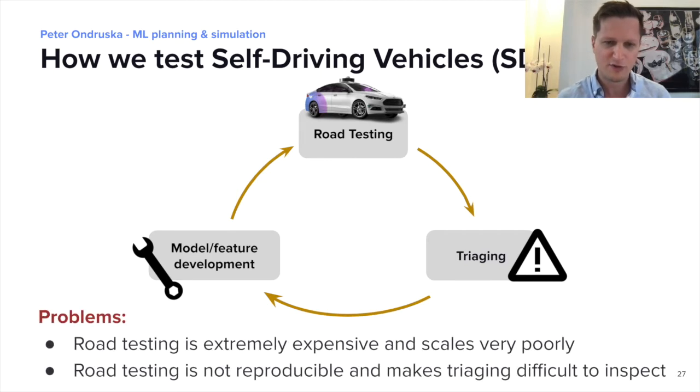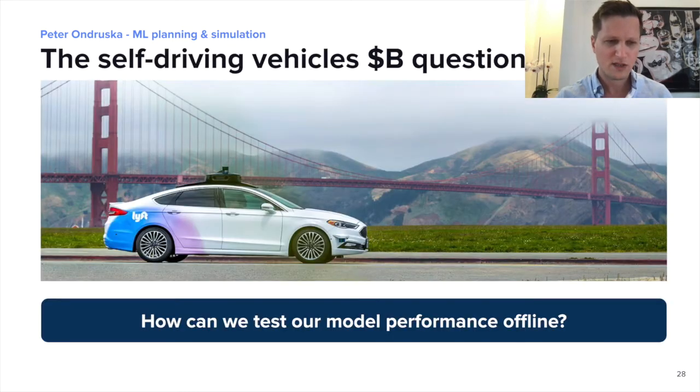The problem with this approach is that it's extremely expensive and scales very poorly. And also it's not reproducible, which makes this testing very difficult. Until the same situation happens on the road again, it takes a while. So instead, the question is, how can we best test the performance of self-driving technology offline without the need of much road testing? This doesn't mean we will not need any road testing, but it's much less important in the development cycle.